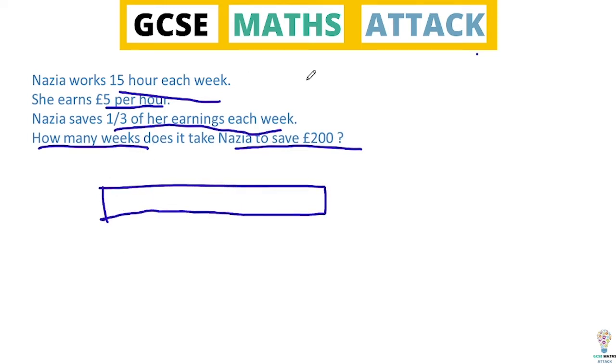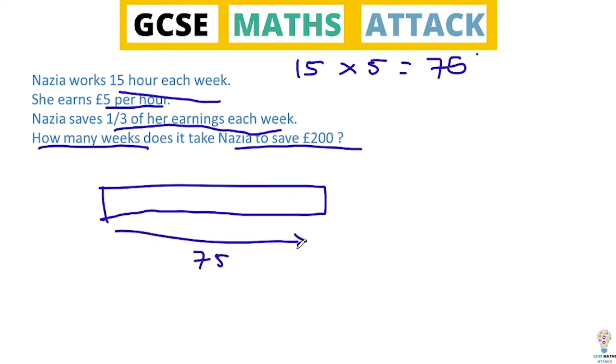Okay, now I need to know her total earnings in a week. So I know she works for 15 hours, and for 1 hour she gets £5. So for 15 hours she would get £75. Okay, so I know that this whole bar is worth £75. She's going to save a third of her earnings, so meaning I'm going to split this into 3 equal pieces. So you've got 75 divided by 3, which gives me 25. So I know each one of these is 25.